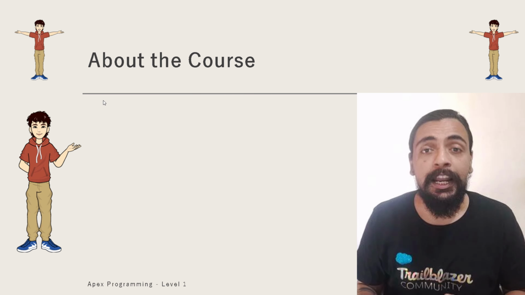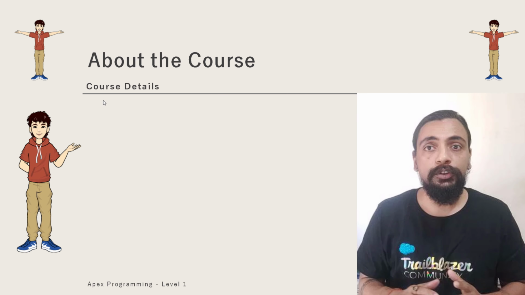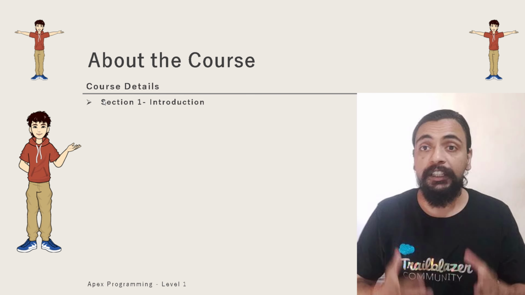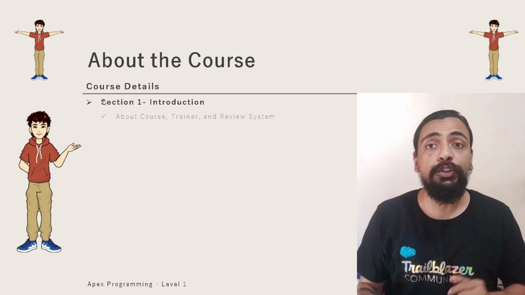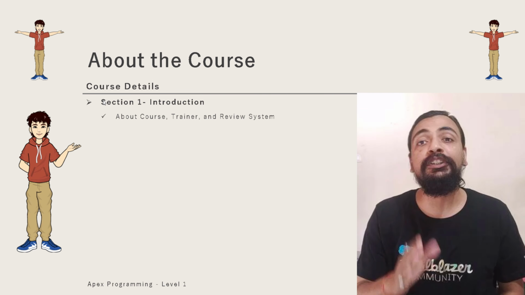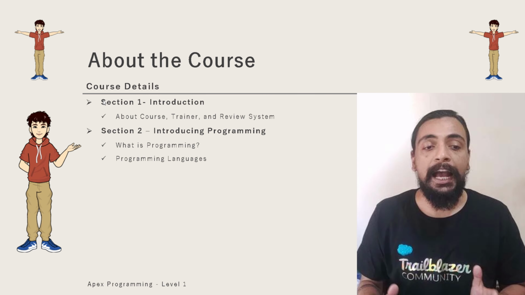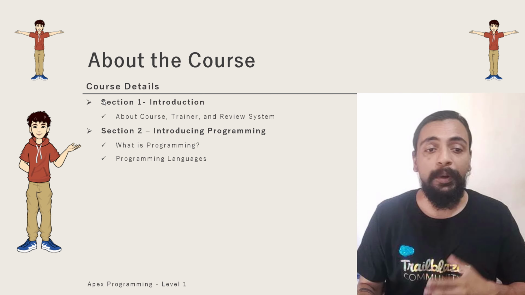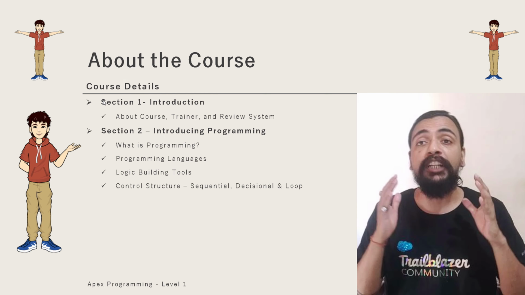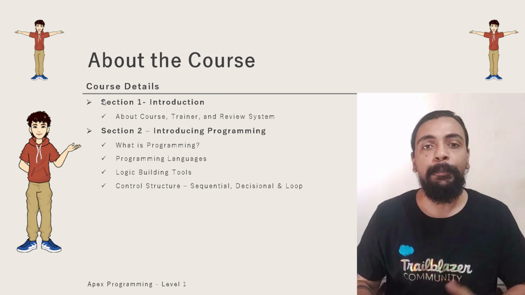This is section 1 and in this video I'm going to introduce you about the course itself. So this whole course is actually divided into 3 sections. The first section, which is introduction, is going to introduce you about the course, about the trainer and about the Udemy review system. The second section is introducing programming, where we are going to discuss about what is programming, programming languages, logic building tools, control structure including sequential, decision and loop control structure.